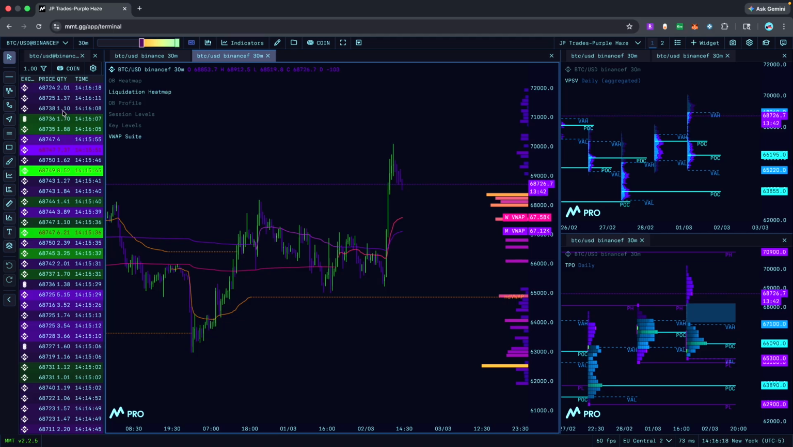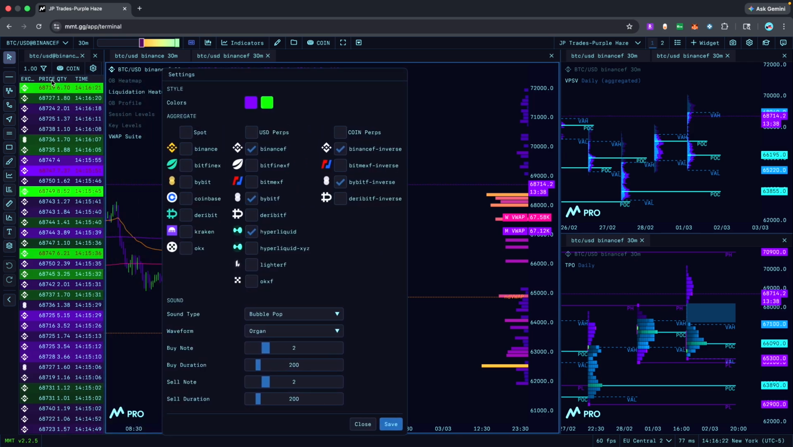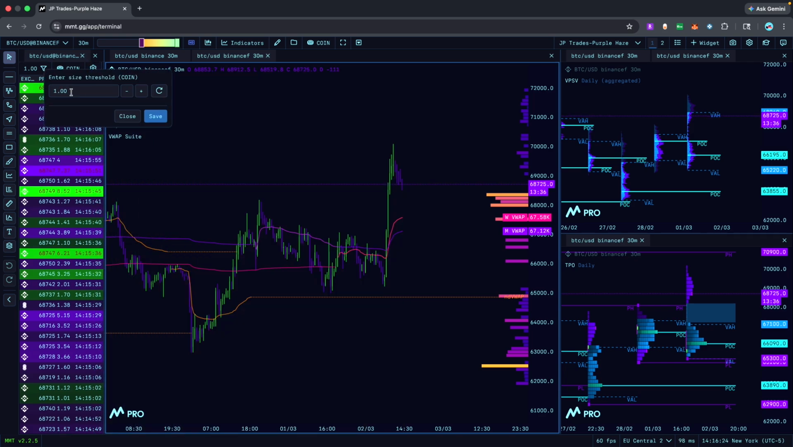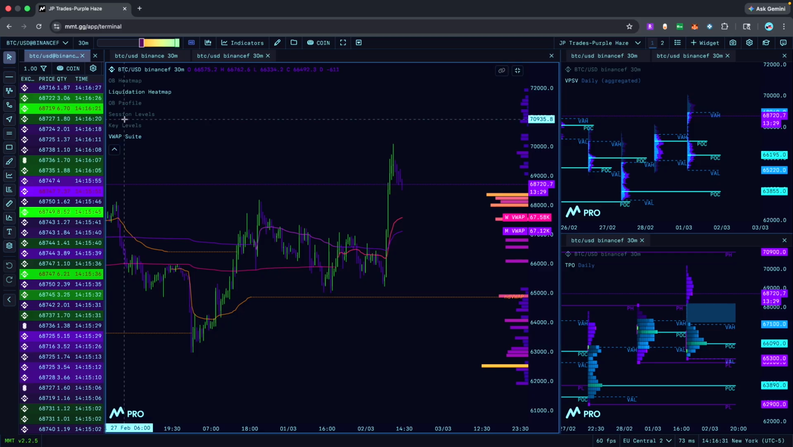Now, in the settings here, we're also going to apply a 1 Bitcoin size filter. Now, we're doing this just to filter out noise. So that means only trades of 1 Bitcoin or larger are displayed here. This removes all the small prints and isolates meaningful aggression so the screen remains readable.